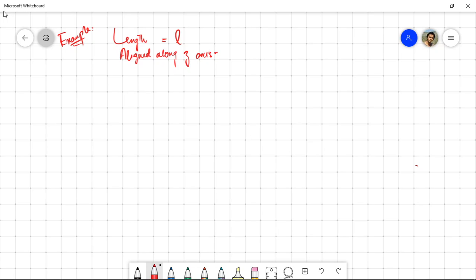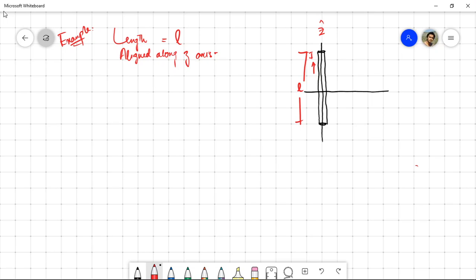And let's draw that thing first. If this is the z-axis, then this is going to be that conductor, and the length of this conductor is small l, as mentioned earlier. Another thing that he's saying is that the direction of current that is flowing through this conductor is along z-axis.